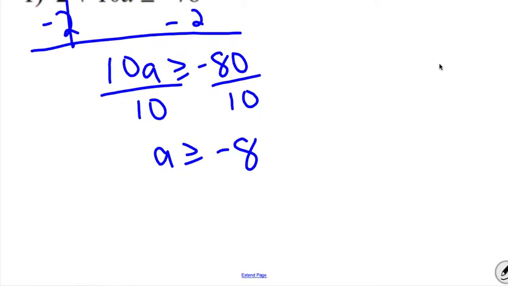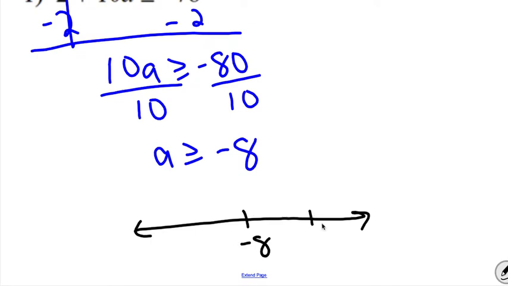Now we got to graph this. So we put our number line. We're going to put the number that we just solved for in the middle. One number greater than it on the right, one number less than it on the left. We will shade in a filled in circle because it has the line underneath the inequality. So this is a filled in circle at negative 8. And all the numbers greater than negative 8 are the ones to the right.